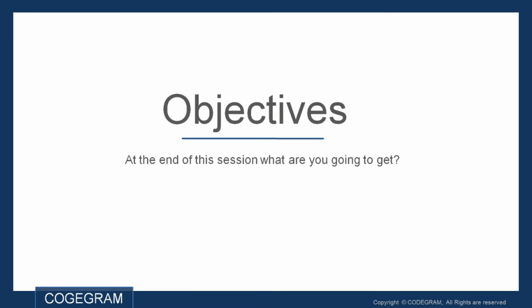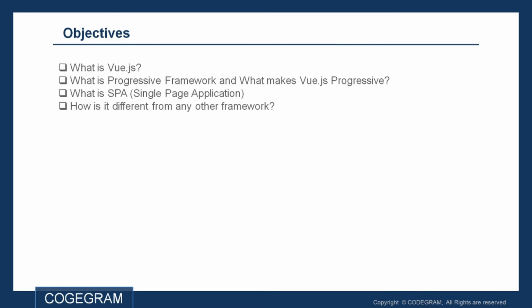Now what is going to be the objective of this particular program? The objective of this session is that I will tell you what is Vue.js, what is a progressive framework and what makes Vue.js progressive, what is a single page application, and how it is different from other frameworks. When I talk about the difference, we will be comparing Vue.js with React and Angular. So let's move ahead.